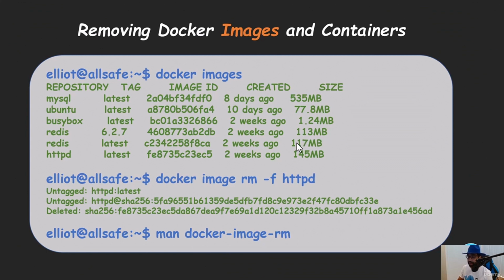So to remove a Docker image, you can use the command docker image rm, which stands for remove, followed by the image name. And here the -f option means that even if you have a stopped or a running container and you still want to remove the Docker image, you can use the -f option. This is the force option that will remove the image even if it was used by any container, whether it's a running container or a stopped container. Okay, this is for the Docker image.